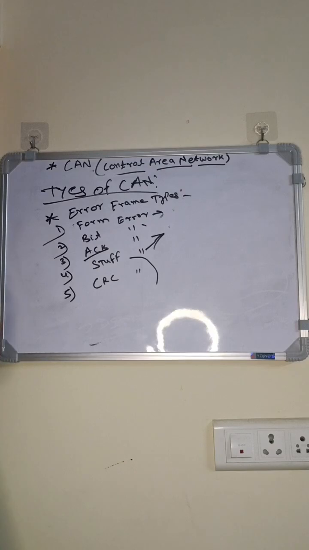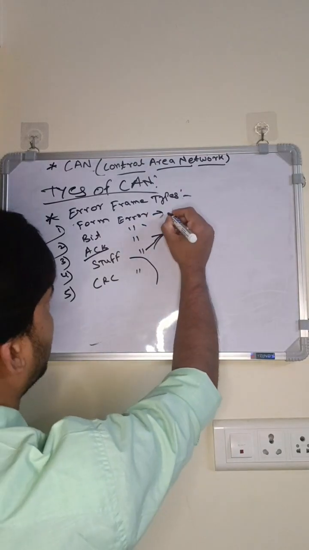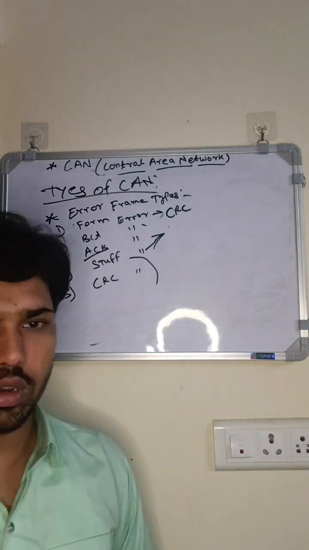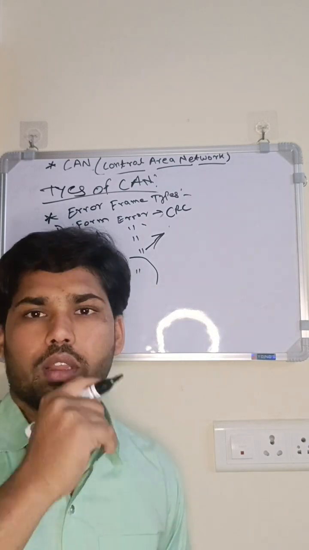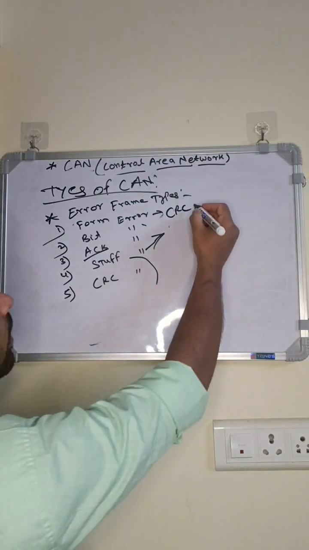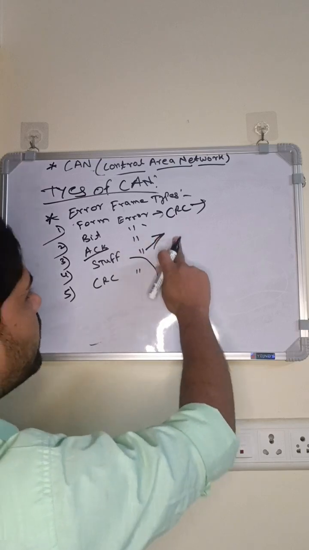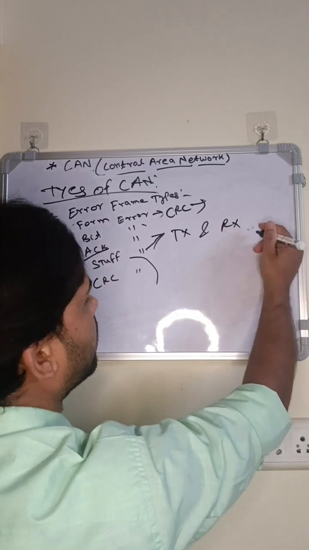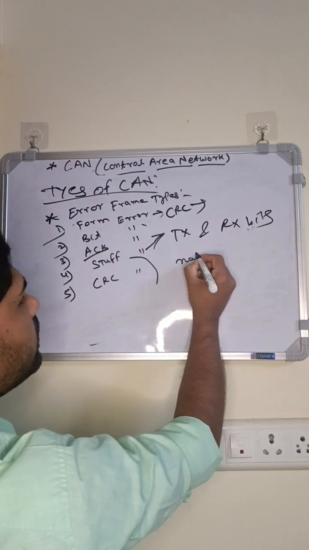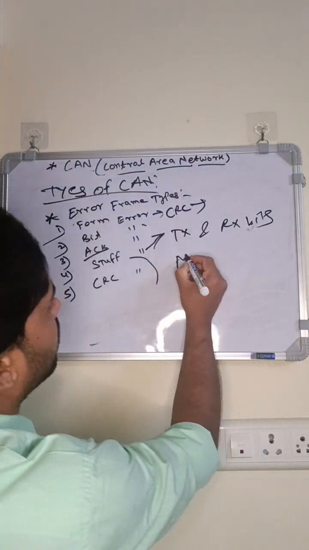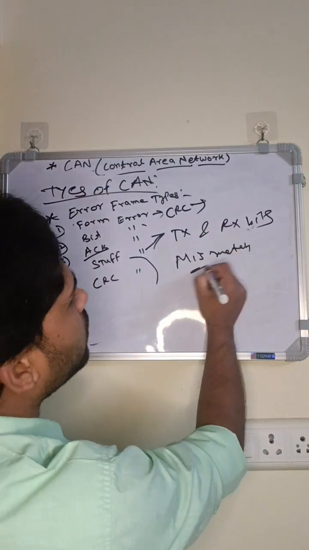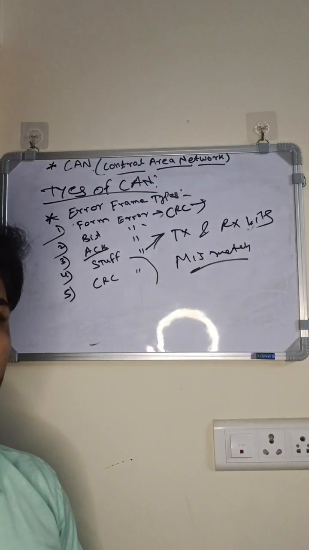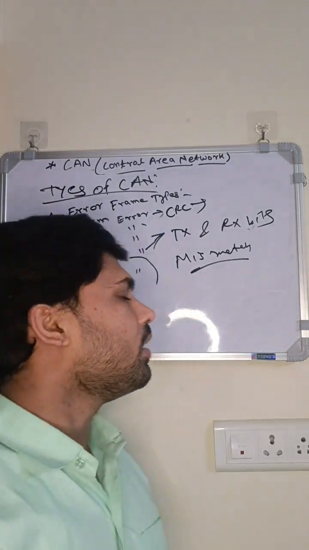And last is the CRC error. CRC, as I said, is cyclic redundancy check. It is calculated using a polynomial, and we check with the polynomial algorithm. That is the way to check. A CRC error will happen when the message bits between TX and RX are mismatched. Both are not the same. From the TX side we are sending one thing and the receiver side receives something different, so both are mismatched. That is known as the CRC error.